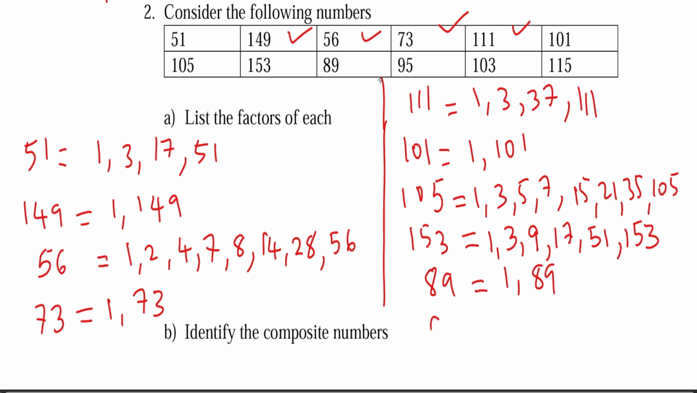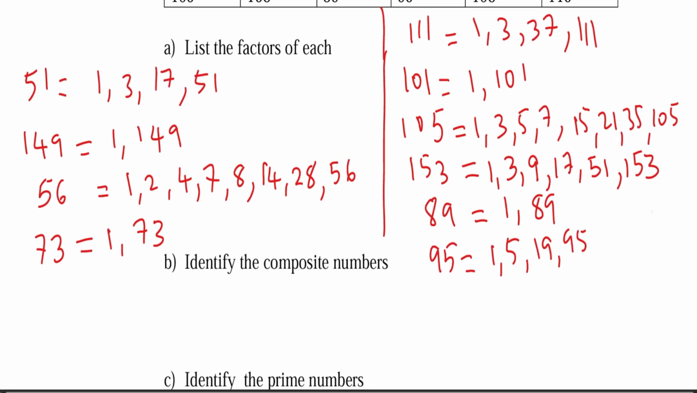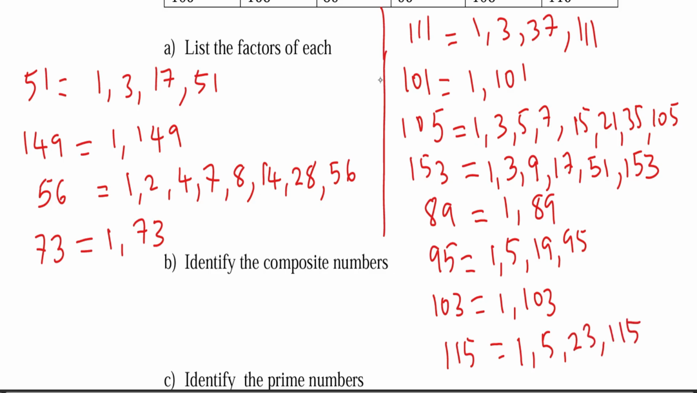Then we have 95. 95 has 1, 5, 19, and 95, so it is not a prime number. We have 103, which is just 1 and 103. And last but not least, 115, which has factors of 1, 5, 23, and 115 itself.